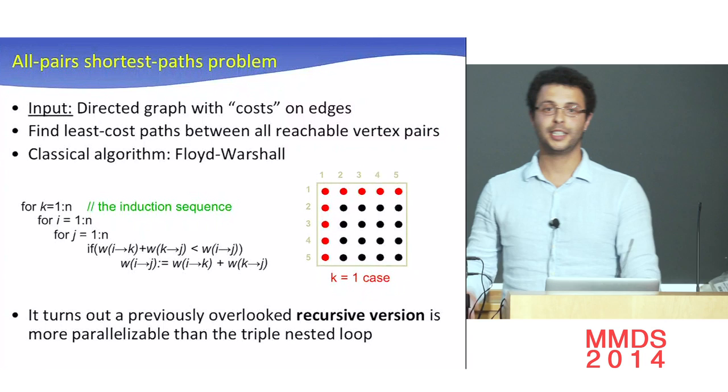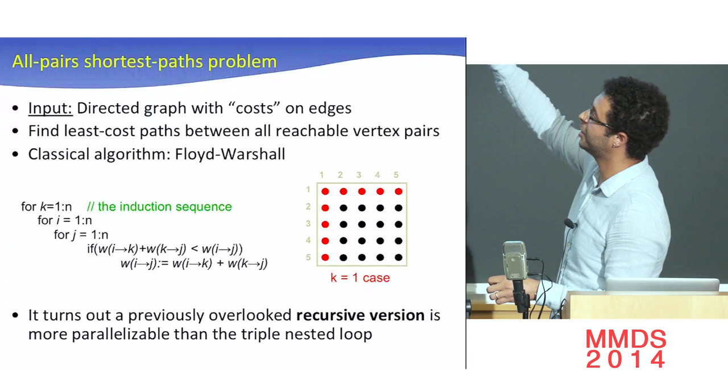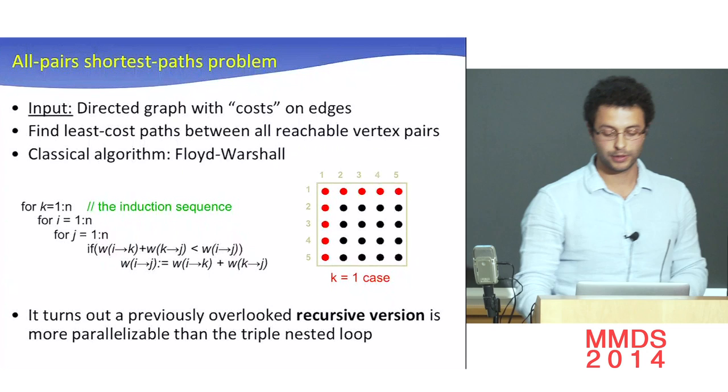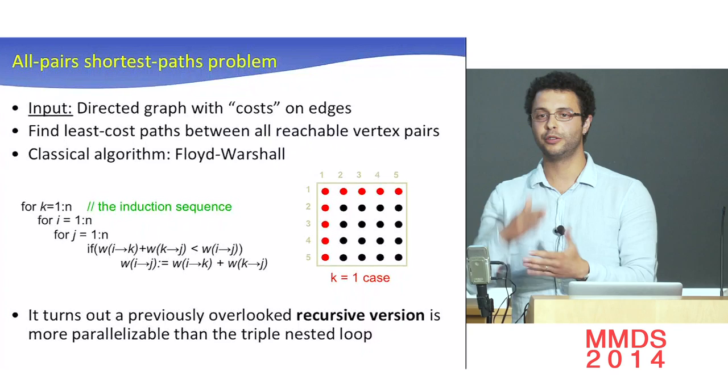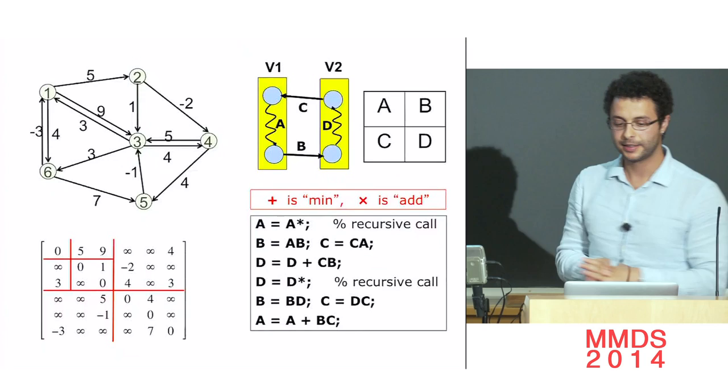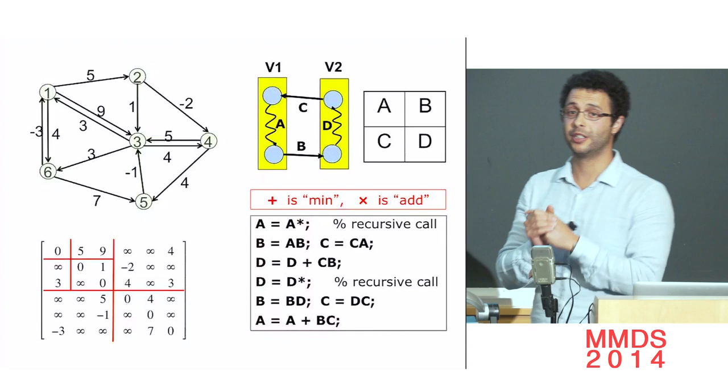You can reorder this computation, the inner loops, the outer loop. If you reorder, the algorithm breaks down because that's the induction sequence. But the trouble with Floyd-Warshall is it doesn't have a lot of data reuse due to its outer product nature, one by one. What we found out is there's this overlooked algorithm due to Kleene, which does the same computation, but using a different schedule, we call it.